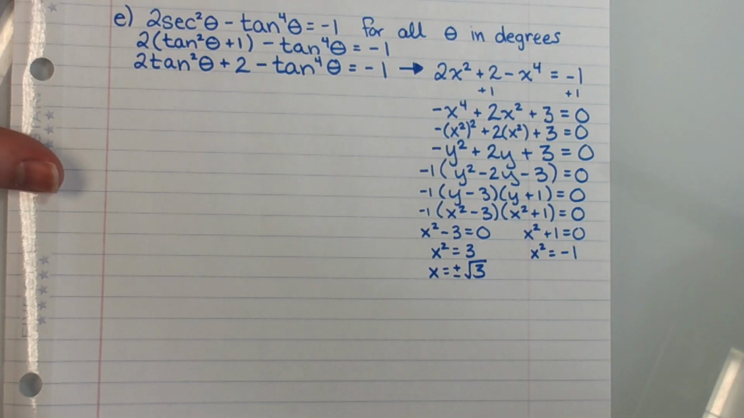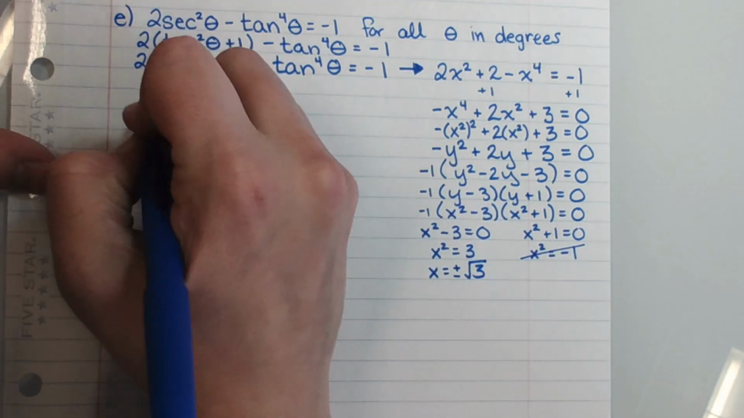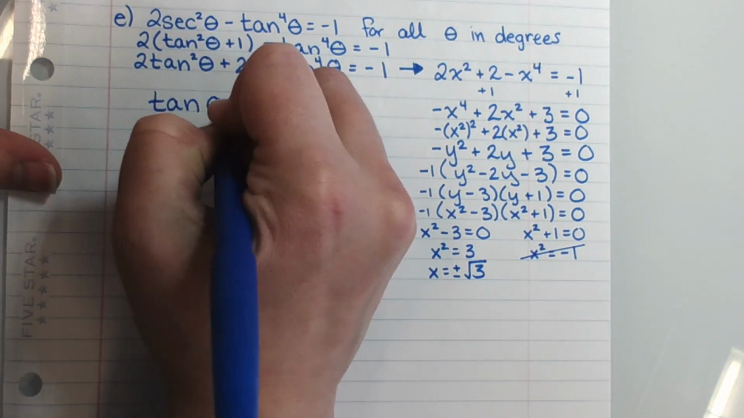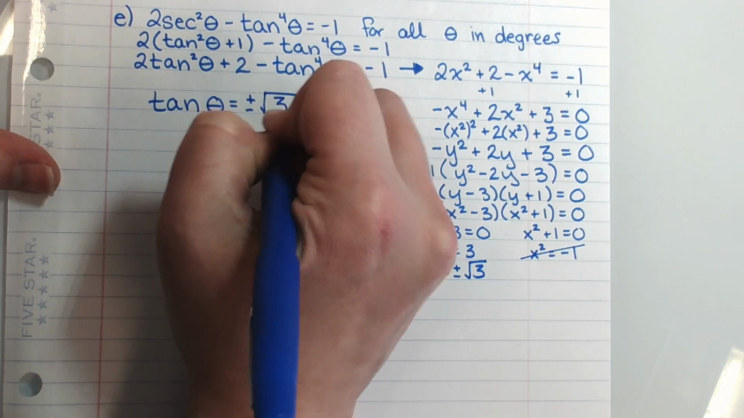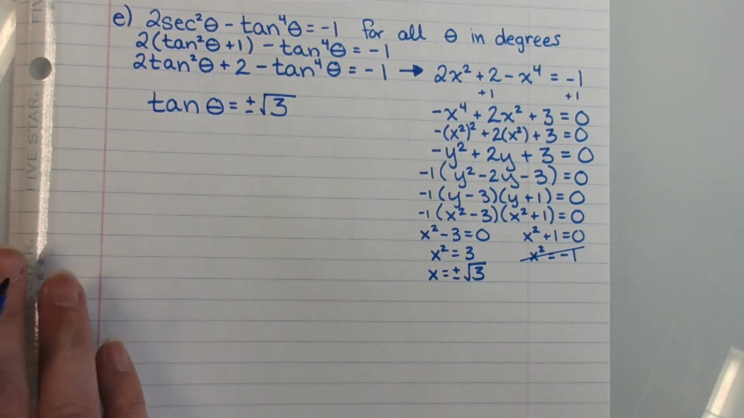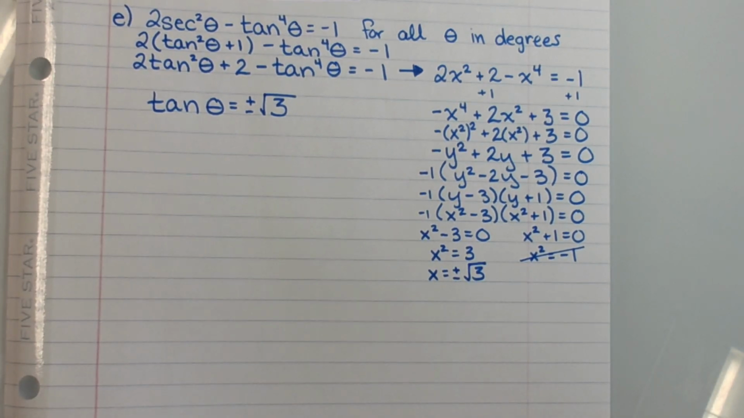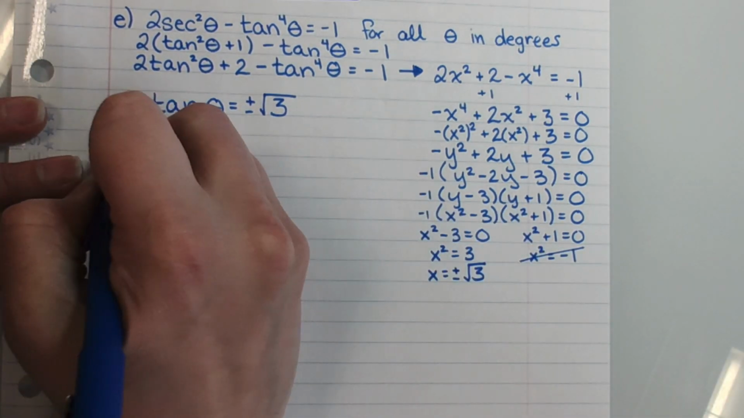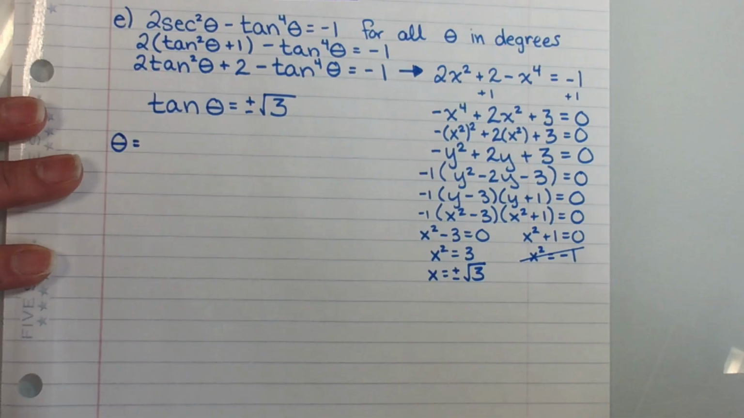Have we been dealing with imaginary numbers in trig? That one's not helpful. X is positive and negative square root of 3. But it was never x. It was tangent. Tangent of theta is equal to a positive and negative square root of 3. Where is tangent either a positive or a negative square root of 3?